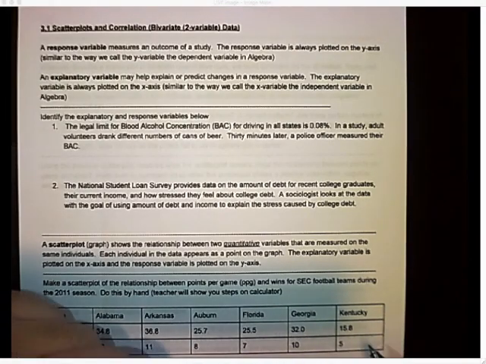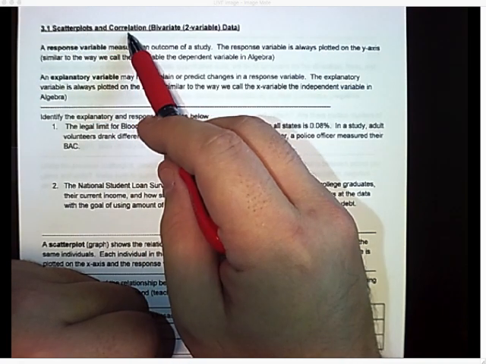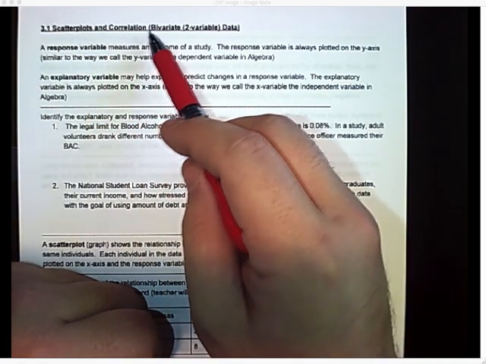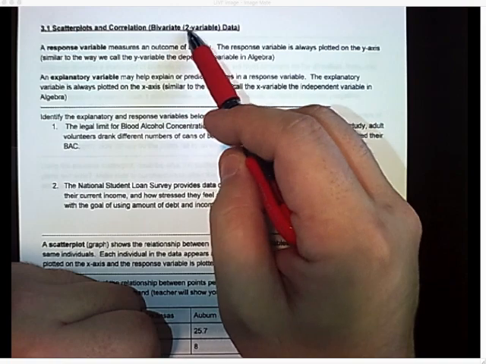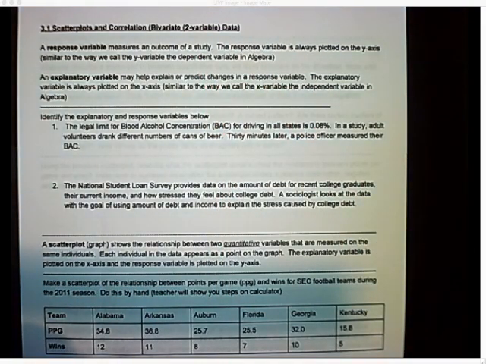Alright guys, this is the video for 3.1 in the textbook. It's called scatter plots and correlation. So we're talking about bivariate or two variable data. Okay, so let's go over a couple vocabulary terms.